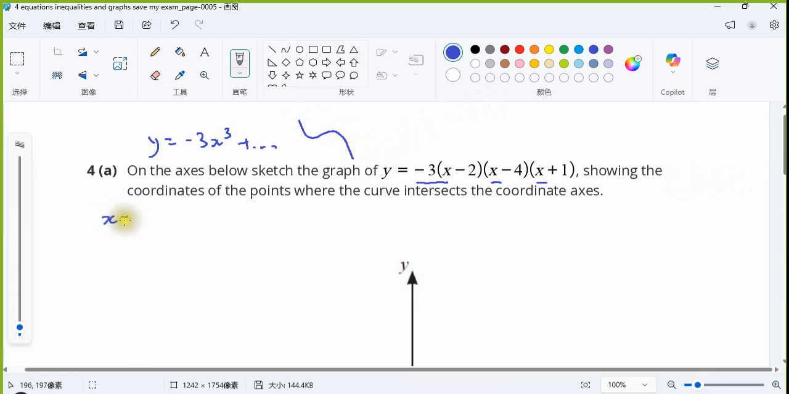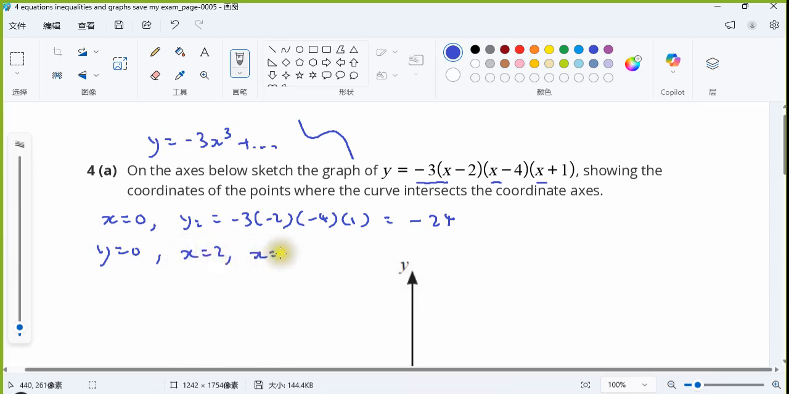So when x equal to 0, we find the y-intercept. The y-intercept will be -3 times -2 times -4 times 1, so it will be -24. And then when y equal to 0, we find the x-intercept. So x equal to 2, x equal to 4, and x equal to -1.